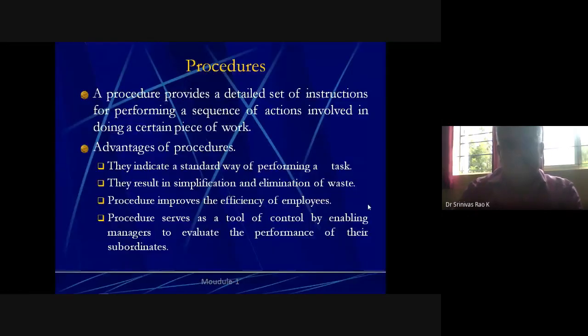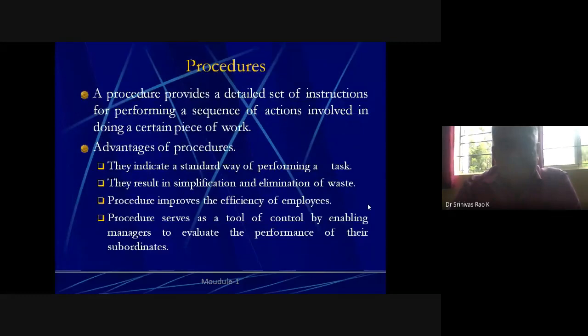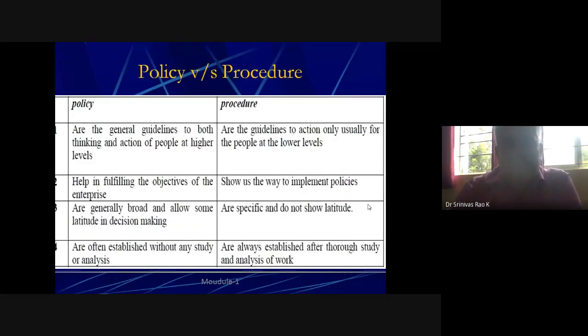So basically, you can make out the difference between policy and procedure. Policies ensure uniformity of action at various levels of organization. But procedures also provide a detailed set of instructions for performing any sequence of actions, A, B, C, D, whatever you want to do. Now, there is a difference between policy and procedure. Policies are the general guidelines to both thinking and action of people at higher levels. Procedures are the guidelines to action only, usually for people at the lower level. Kindly understand, policy is at the higher level, procedure is at the lower level.